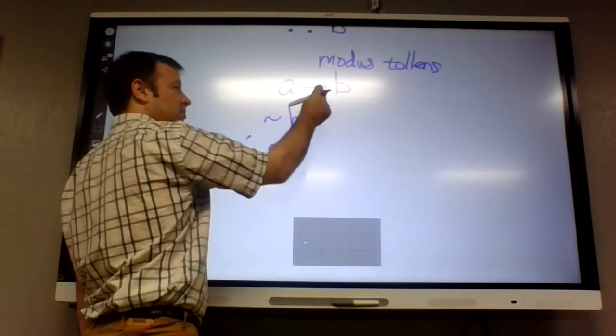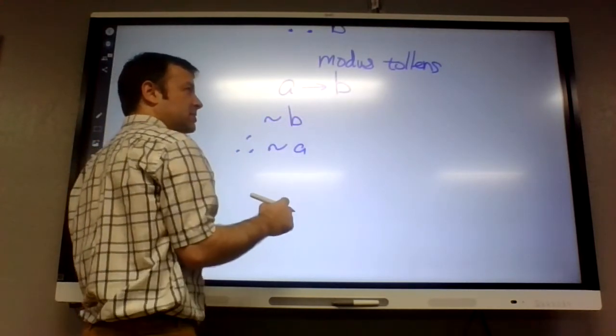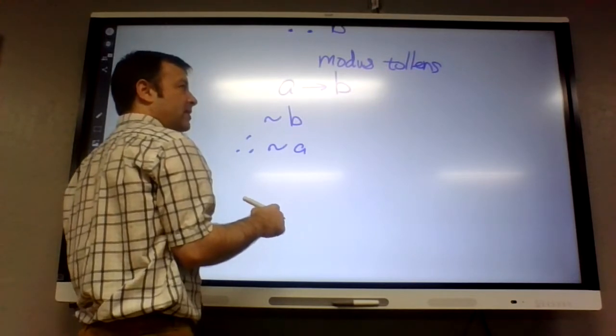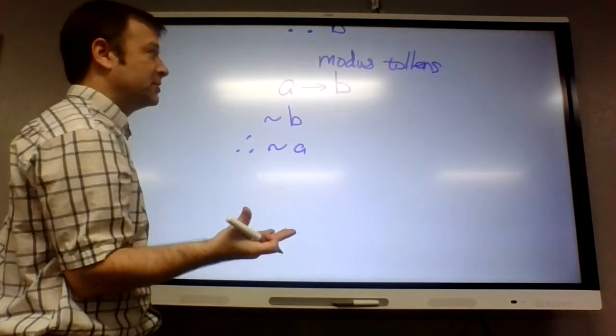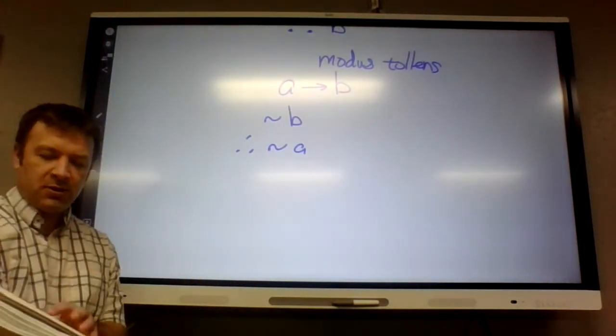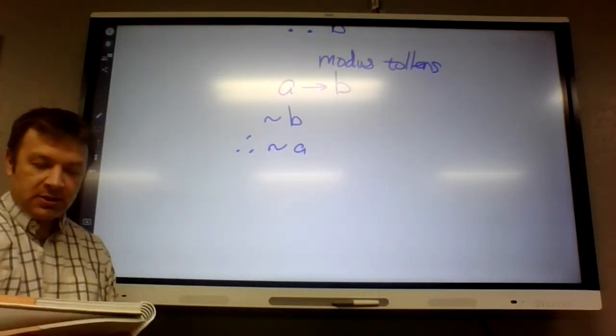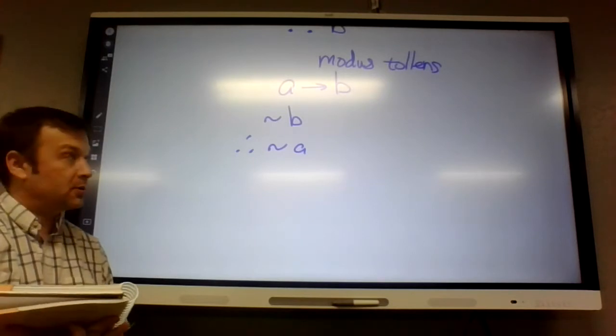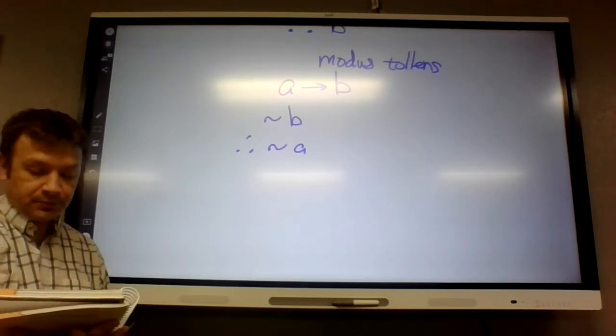If A then B is true and not B happens, then not A happens. So modus ponens, the one that comes first alphabetically, goes with the basic one. And modus tollens comes second alphabetically, and it goes with the little more complicated one.